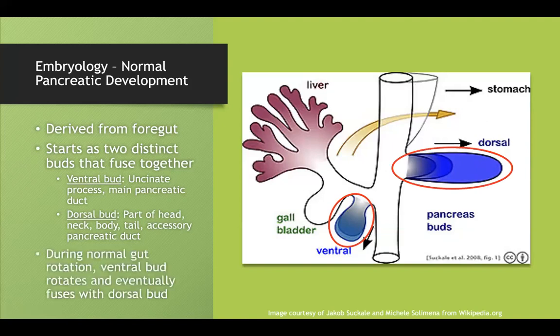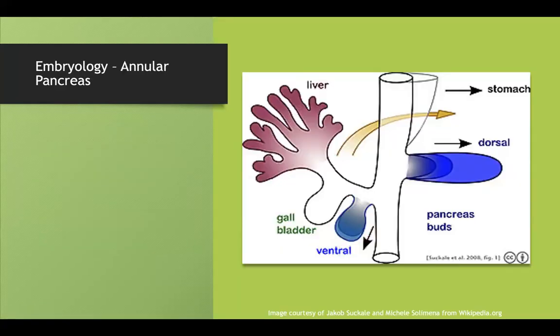And that's located here. Normally, during normal gut rotation, this ventral bud will rotate and fuse with this dorsal bud, and you'll have one pancreas. So it'll rotate, and boom, you've got one pancreas, and there's your uncinate process right there. Everybody's happy.